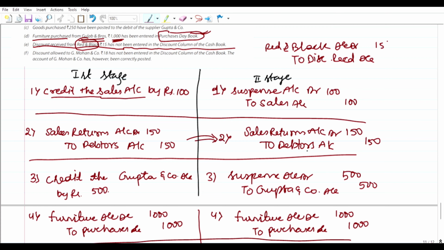Okay, by rupees 15. But what happened here actually?